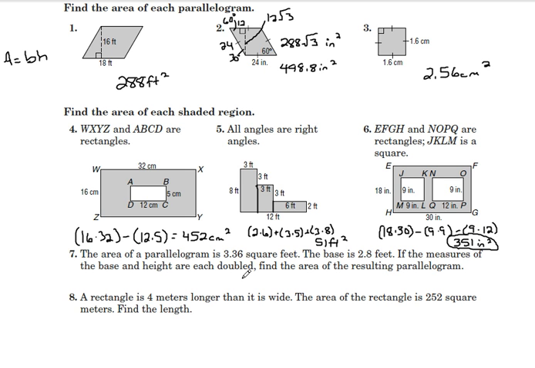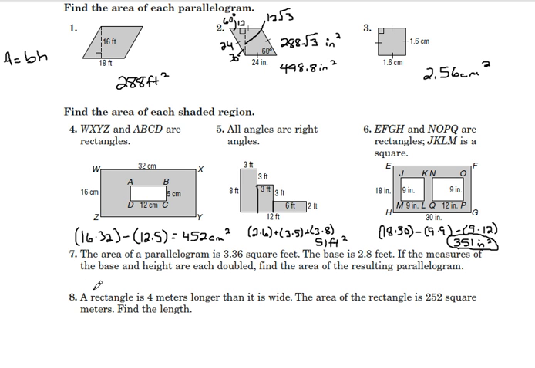That leaves us with our last 2 story problems or word problems. For number 7, the area of a parallelogram is 3.36 square feet. The base is 2.8 feet. If the measures of the base and height are doubled, find the area of the resulting parallelogram. What they're not telling us here is the height.